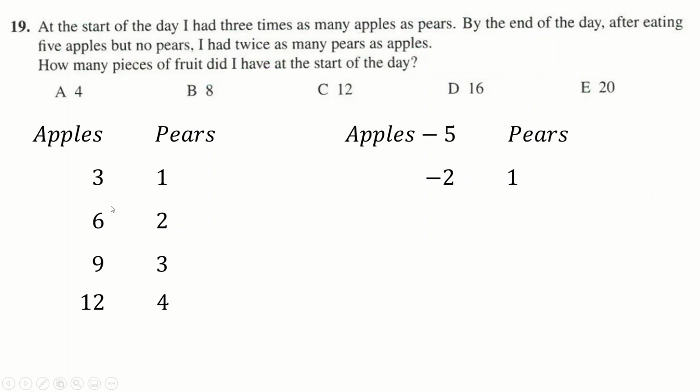If you take away 5 from this guess, you get 1 apple left and 2 pears, and bang, that's 1 to 2. Twice as many pears as apples. So this must have been the correct one, and we had started with 8 fruits in total. We took away 5 apples to get a ratio of 1 to 2, and we're already done.